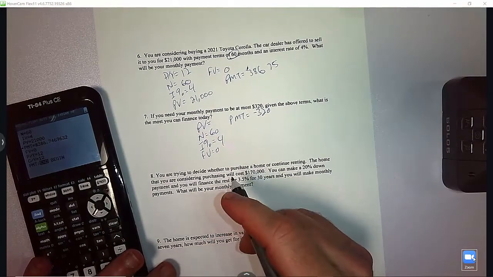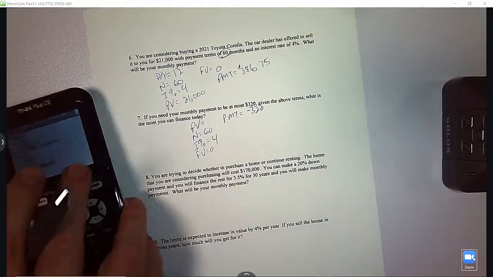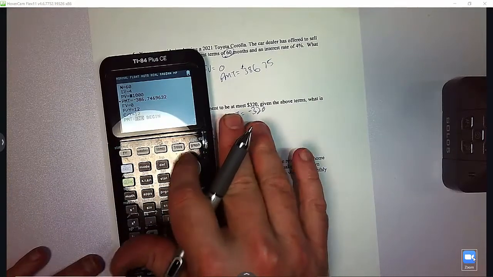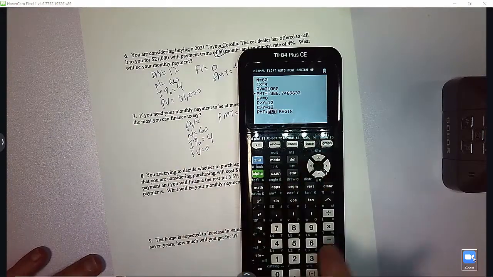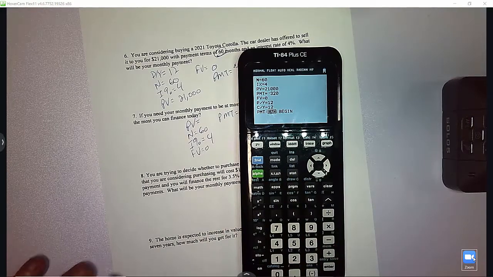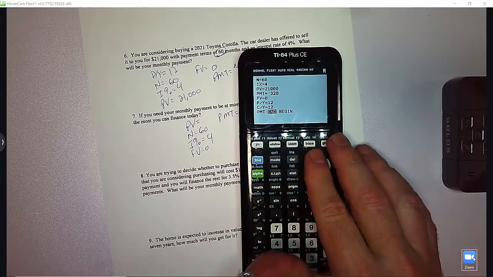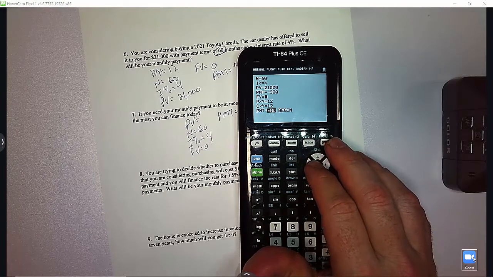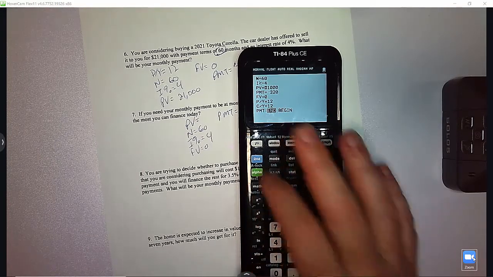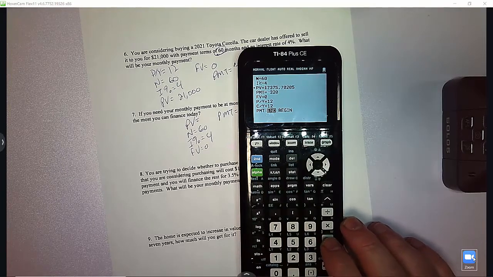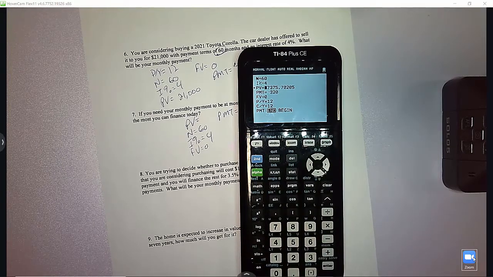And so now I'm going to find the present value. So my N is still 60, my I is still 4. I'm searching for that present value. Negative 320 is my maximum payment. Everything else stays the same. 12 payments per year. Payments are at the end of the period. So now I'm going to calculate my present value as alpha and then enter. So the most I can afford to finance today is $17,375.70.